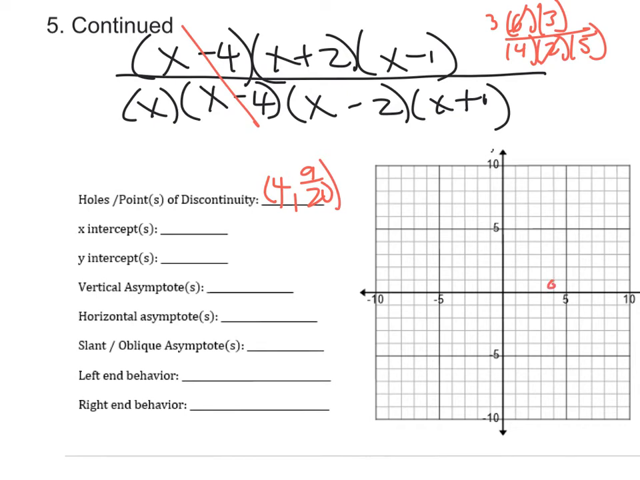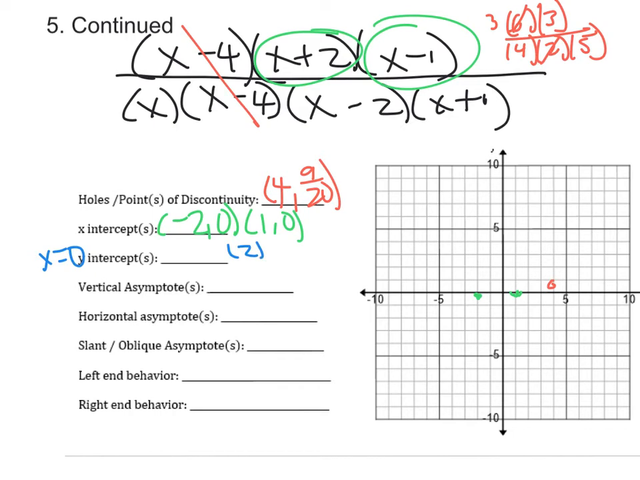My x-intercepts, set your numerators equal to 0. So I have 1 at negative 2, 0. 1, 0. Negative 2, 0. 1, 0. My y-intercept, pick another color, you set your x's equal to 0. So I'm going to get 2 times negative 1 over 0 times negative 2 times negative 1. And since I have a 0 on the bottom, I'm not going to have any y-intercepts.